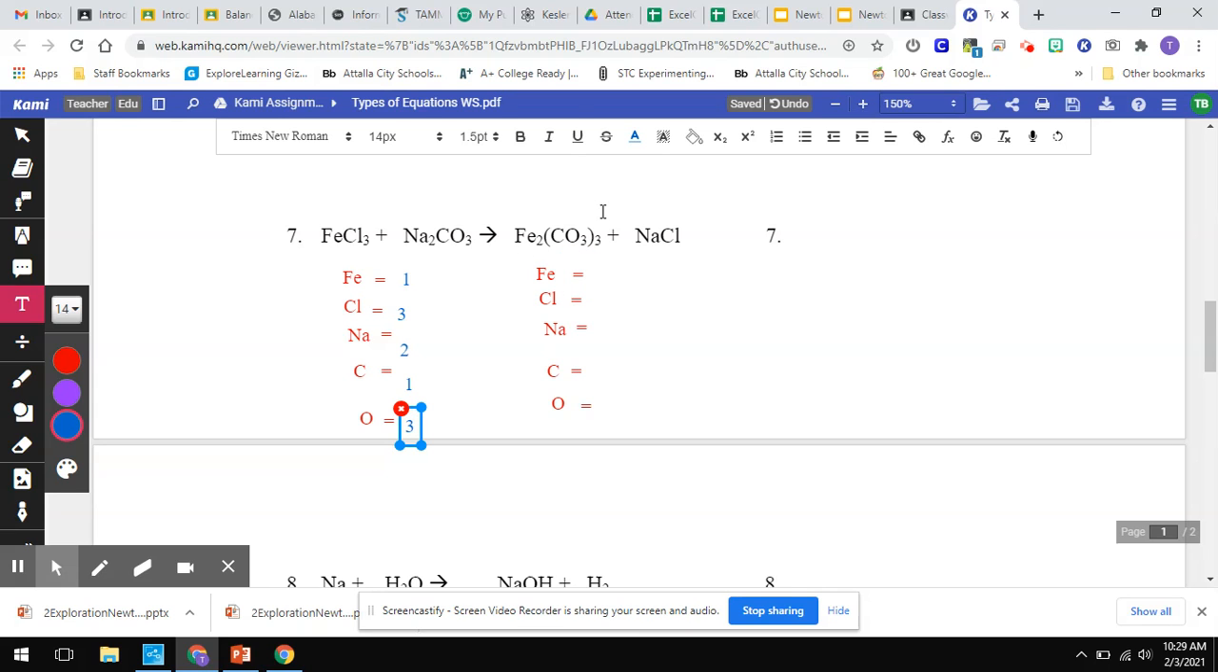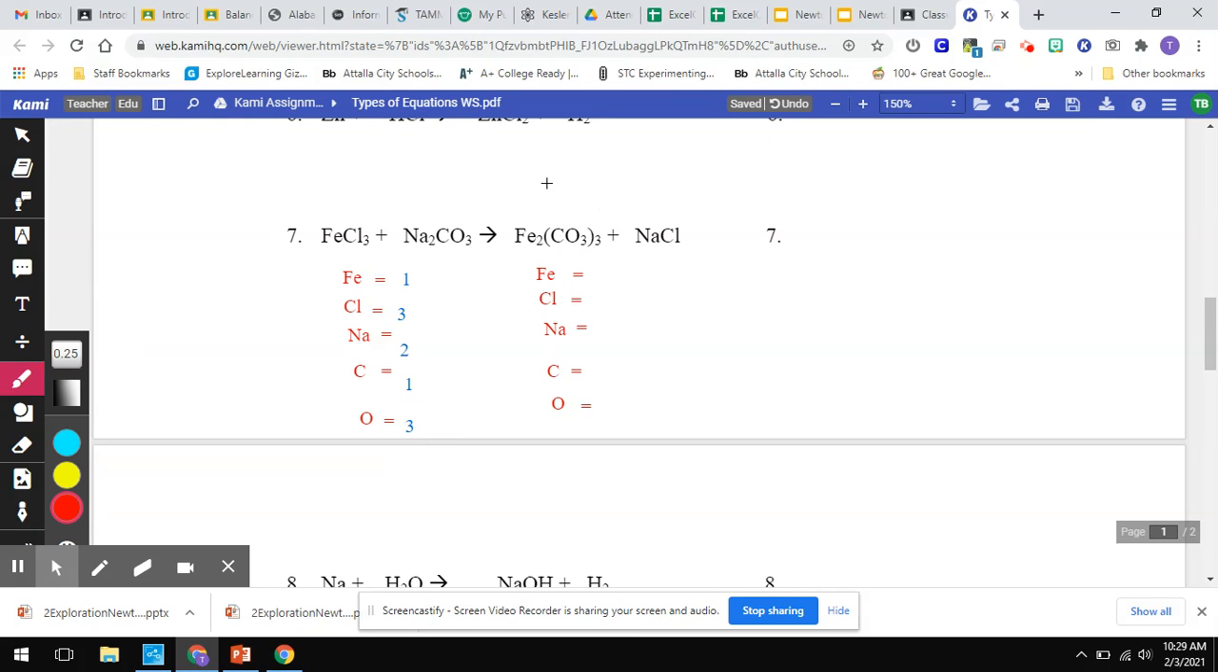So now that we're over here on this product side, you need to do your parentheses before you can do anything else. It's just like with order of operations in math. And so with a parentheses and an exterior subscript, what happens is this exterior subscript is a multiplier, and you have to multiply it by the interior subscripts. So that carbon would have an understood 1, so it would go 3 times 1. So I'm going right above it, 3, and that tells me what my carbon is right now. That oxygen becomes 3 times 3, so it becomes a 9.